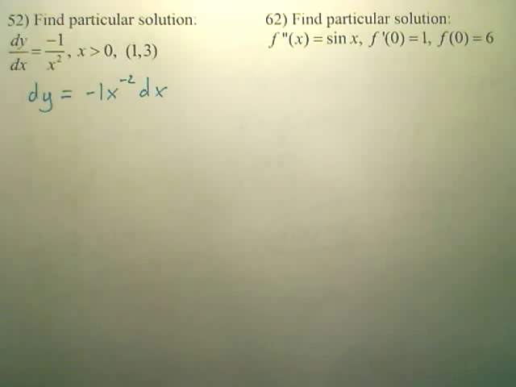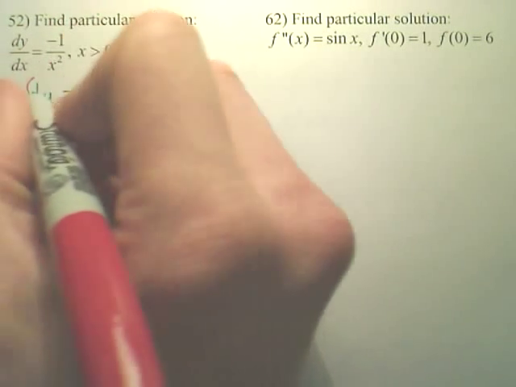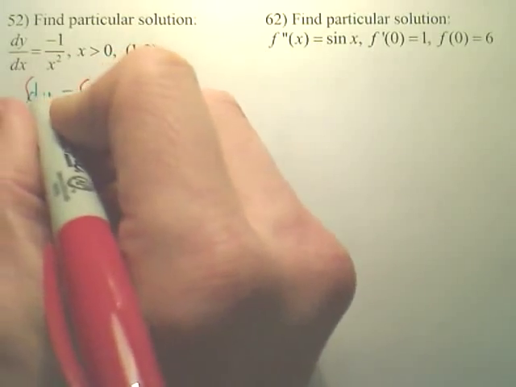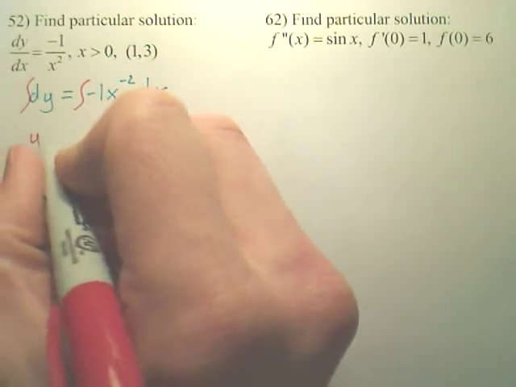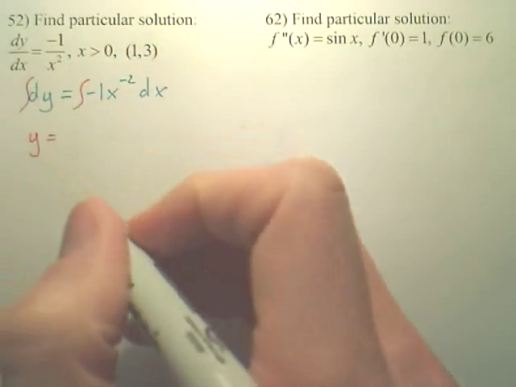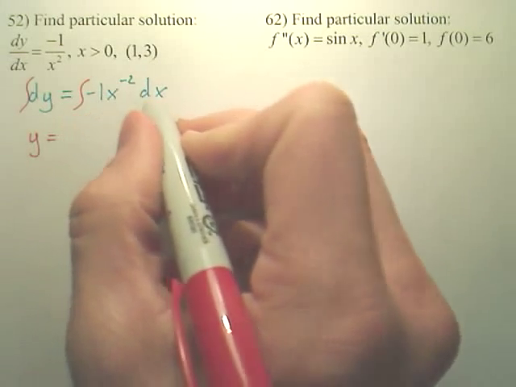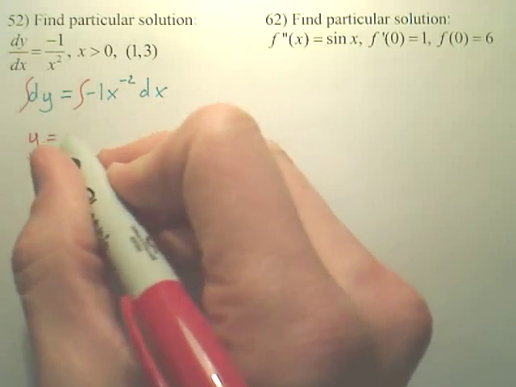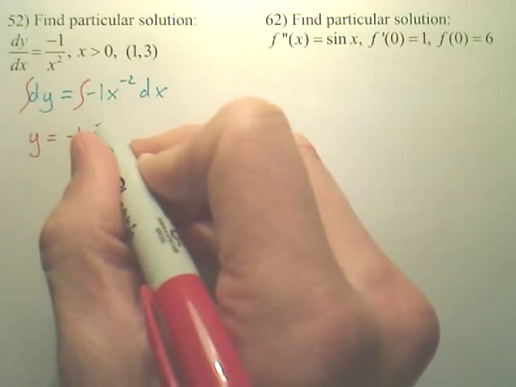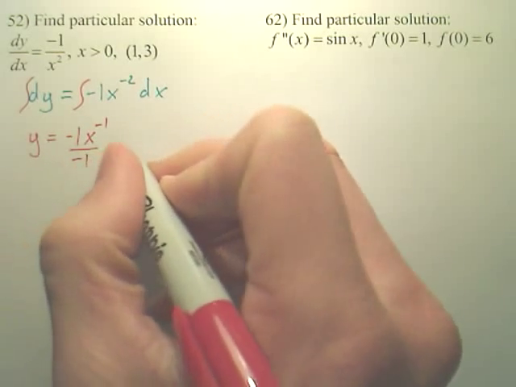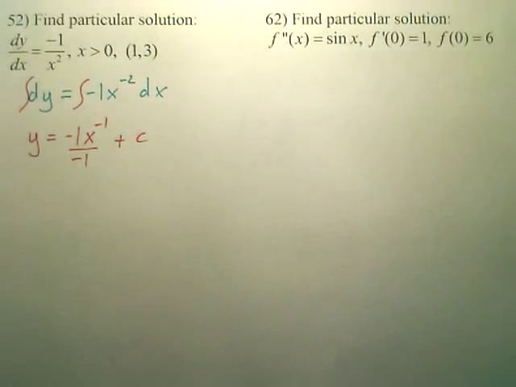Then I'm changing it to a differential. Then I integrate both sides. The integral of dy is y. The integral of this, well, you add a power, so that'd be negative 1, and you divide by negative 1. And don't forget plus c.